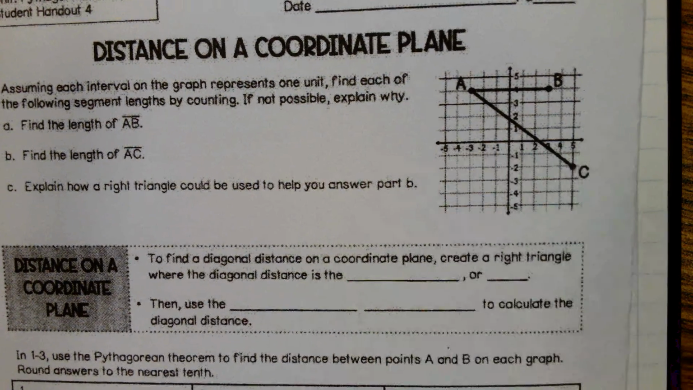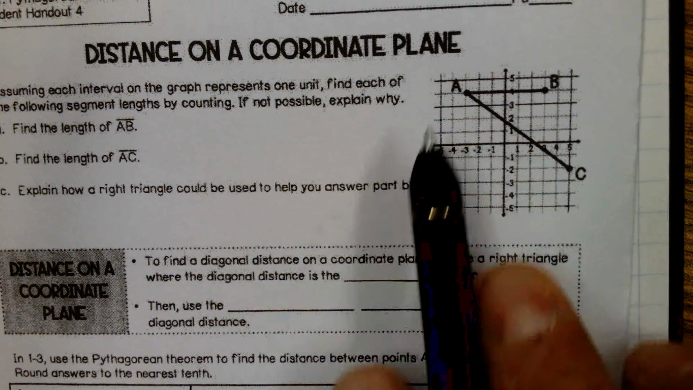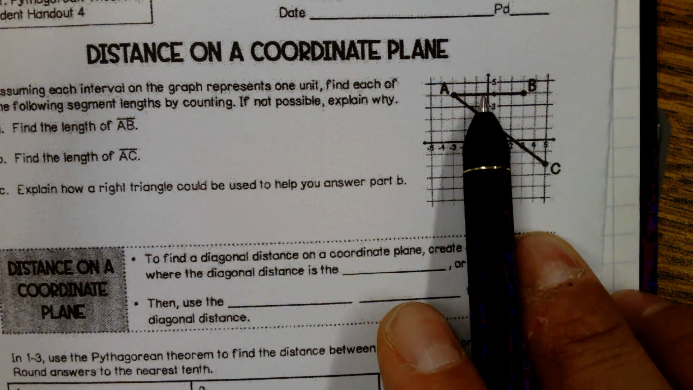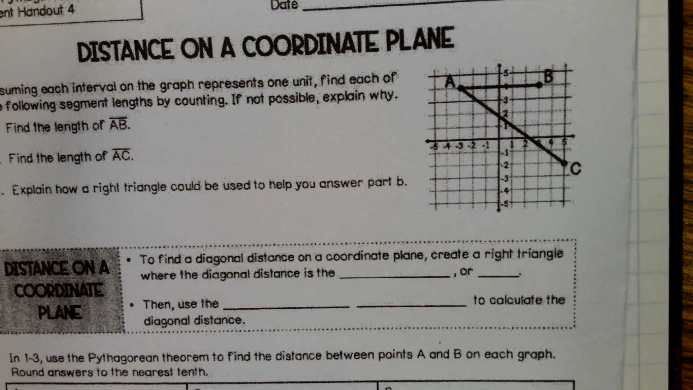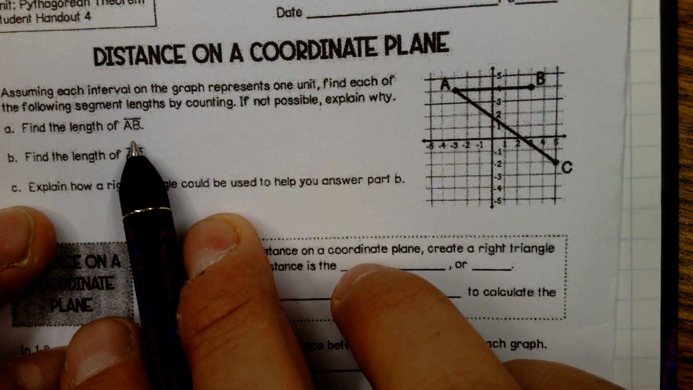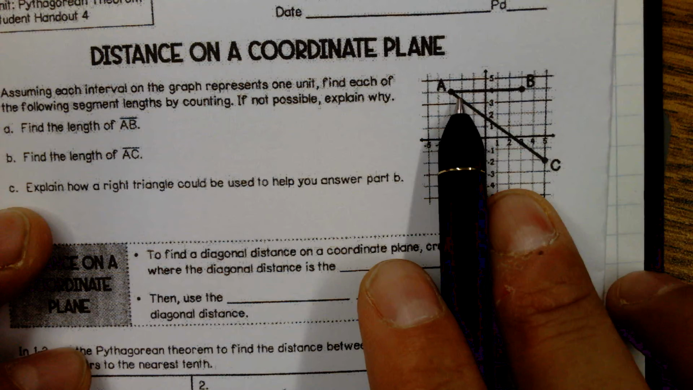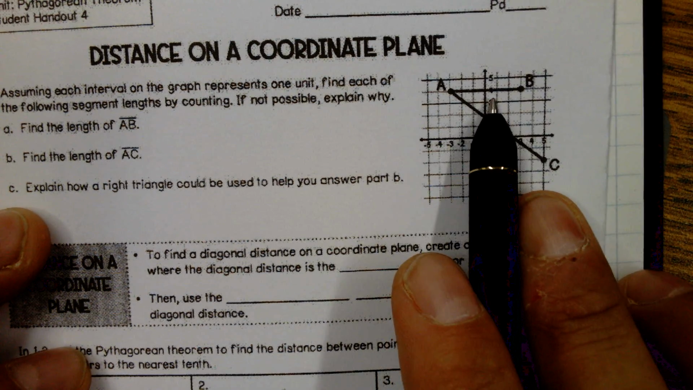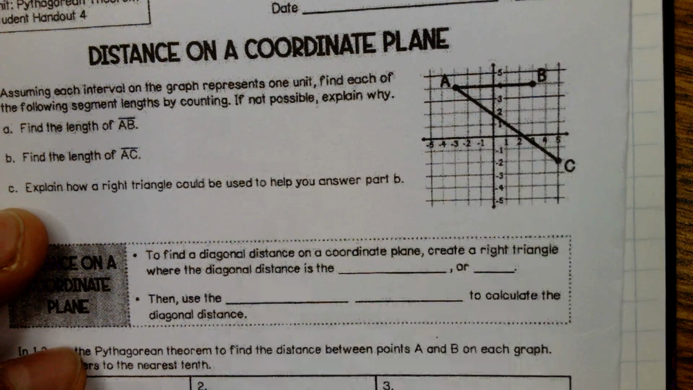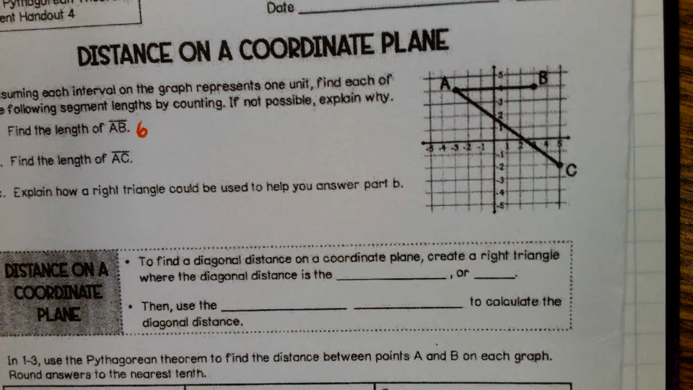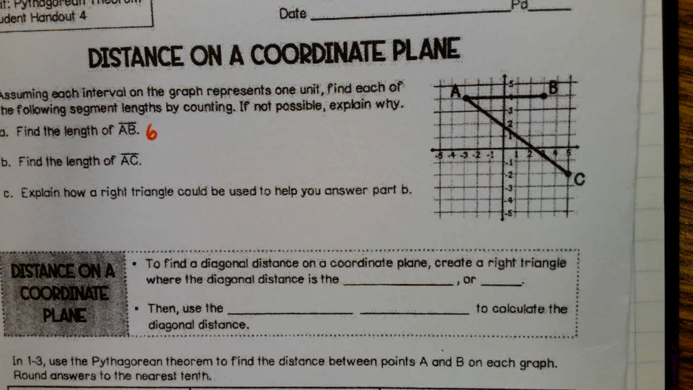This is AB. Well, if each segment length is 1, and I see 1, 2, 3, 4, 5, 6 segment lengths, how long is segment AB? Well, each one is 1 length, right? So this is 1, this is 2, this is 3, this is 4, this is 5, this is 6. So that makes a total of 6. So the length of AB is 6. That one's pretty straightforward. We can count each segment clearly.